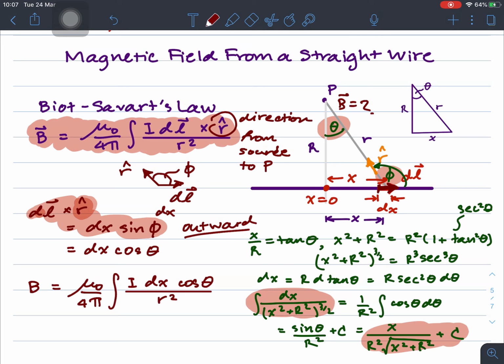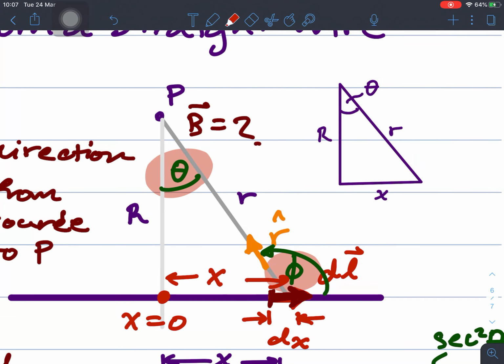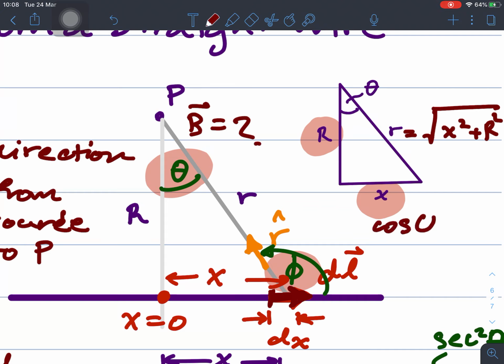From this I will just consider the right triangle that is made by R, which is the closest distance from the wire to P, and then is made by x and r. The distance r here will be the square root of x squared plus R squared. So cosine theta, from this picture, will be the big R divided by the small r, or the square root of x squared plus R squared.